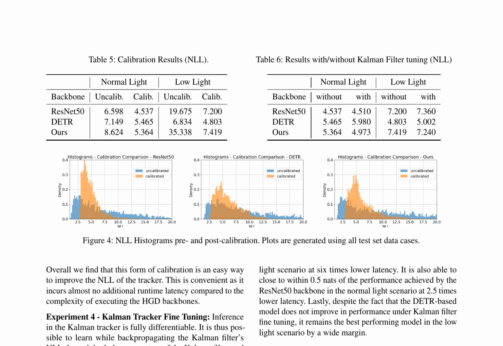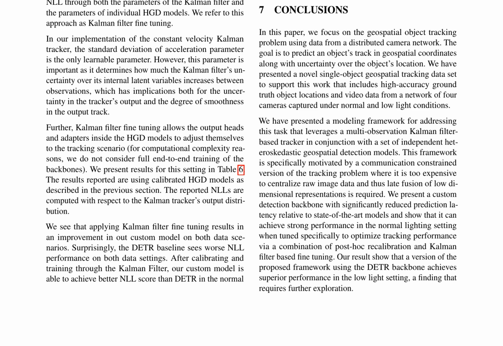The results reported are using calibrated HGD models as described in the previous section. The reported NLLs are computed with respect to the Kalman tracker's output distribution. We see that applying Kalman filter fine-tuning results in an improvement in our custom model on both data scenarios. Surprisingly, the DETR baseline sees worse NLL performance on both data settings.